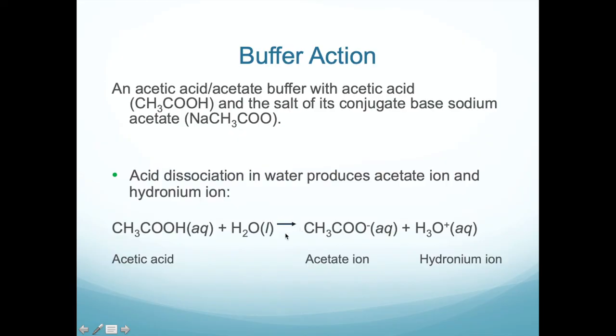The key thing, though, is because we have a solution of the salt, we have a large concentration of this anion as well as this weak acid. If we had only the weak acid, we'd have a large concentration of the acid and very small concentrations of the products, because remember, weak acids are weak electrolytes. So by adding a sample of the salt of this weak acid, we increase the concentration of this product over here as well.